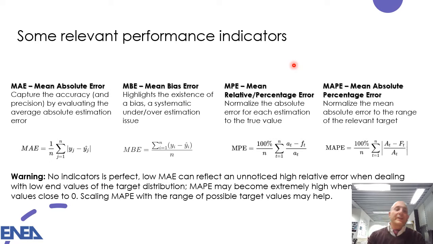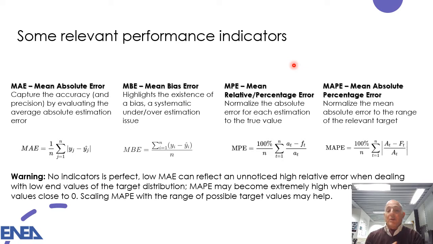Okay, so no indicator is perfect, of course. For example, a low mean absolute error can reflect an unnoticed high relative error when dealing with low end values of the target distribution. So you see a low mean absolute error, but actually there is a high relative error in that particular range of concentration. Or MAPE may become extremely high when dealing with values close to zero on the other side.